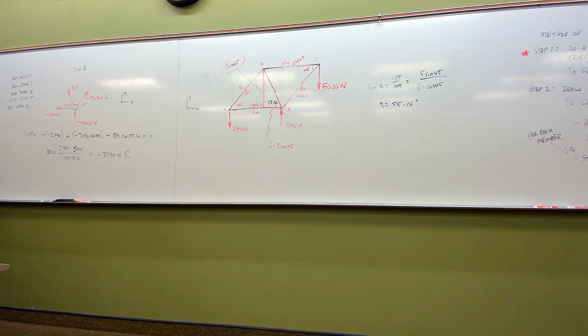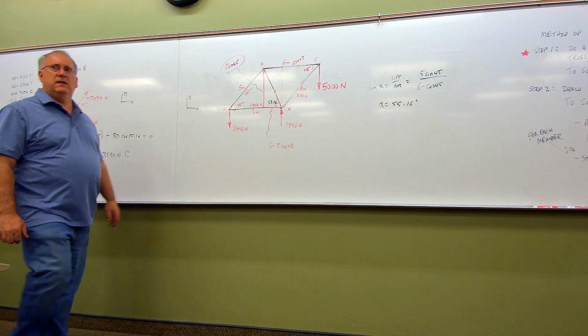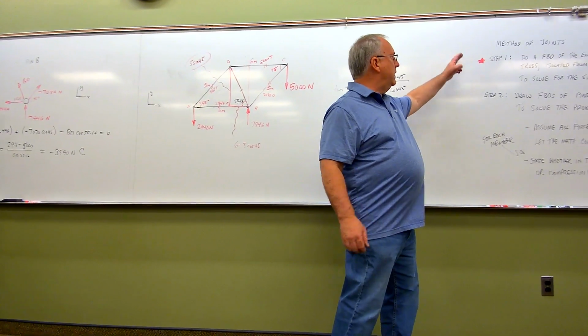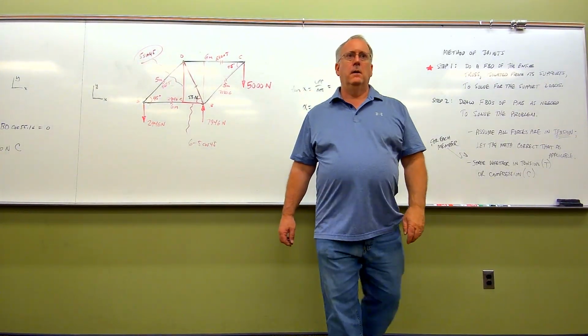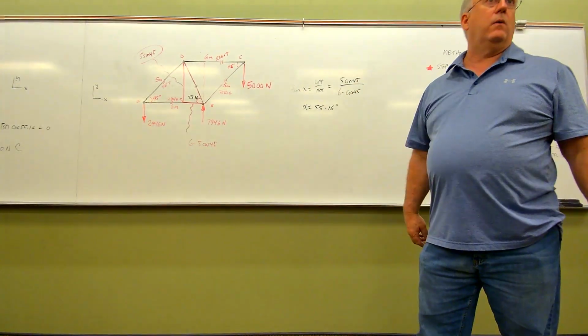But this is really where your discipline of keeping track of things and being meticulous about following the negatives and the positives around is going to make a huge difference. But it's all done in the context of a very simple process here, the method of joints. Does anybody have any questions on what you just saw right here?